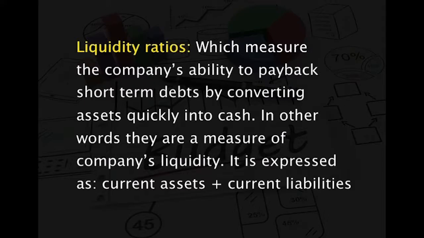The ratios most commonly used by organizations are liquidity ratios, which measure the company's ability to pay back short-term debts by converting assets quickly into cash. In other words, they are a measure of the company's liquidity. It is expressed as current assets plus current liabilities.